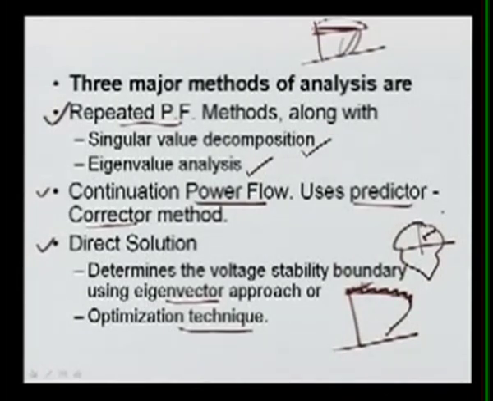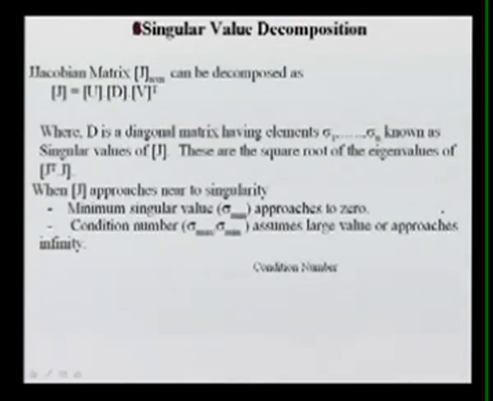Now let us see the first one, the singular value decomposition technique, which is very popular and can be used. Here the complete Jacobian matrix, if you have an n bus system, is of order n cross n, and that can be decomposed into this form.